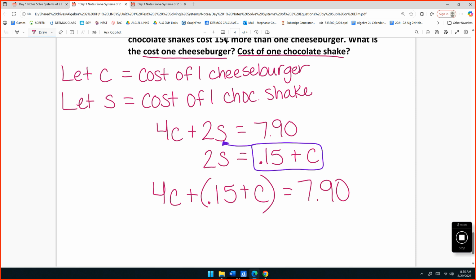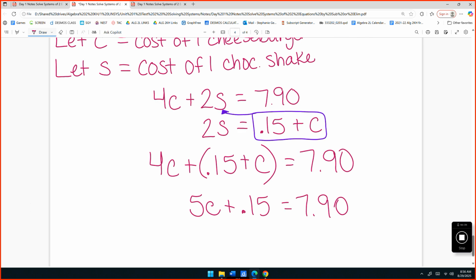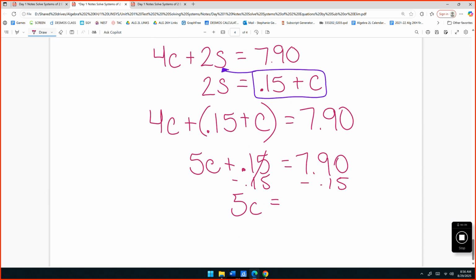Now, in this case, the parentheses don't really matter because I'm not distributing anything, right? There's like a 1 here. So I can just combine like terms. 4C plus another C is 5C. Plus 0.15 equals 7.90. Okay, so take out that 15 cents. Mental math. So 5C equals 790 minus 15 cents, 775.